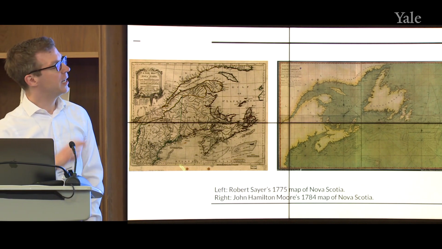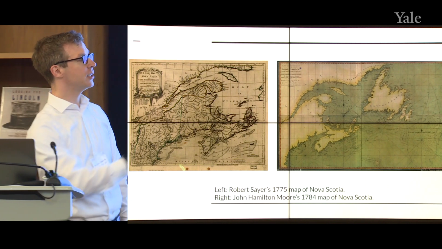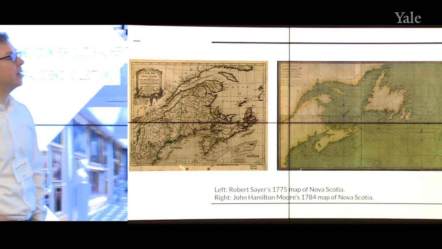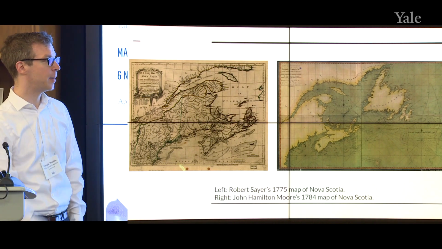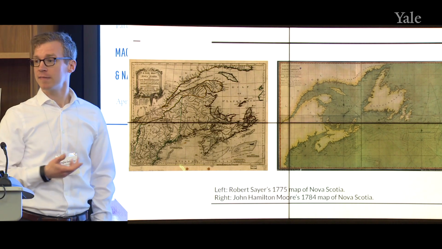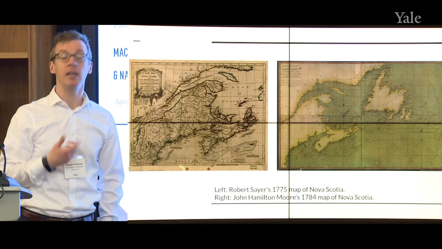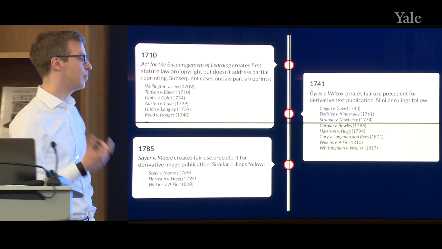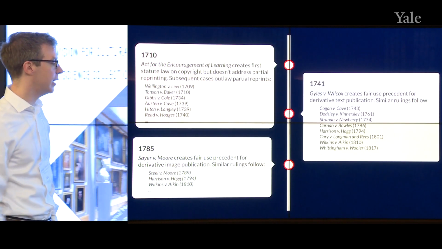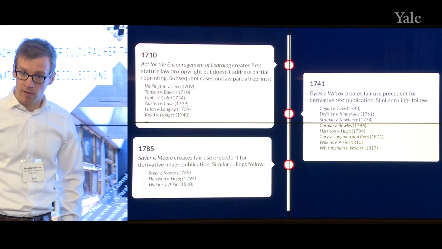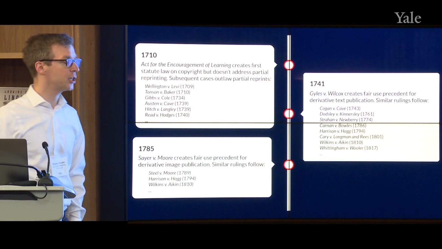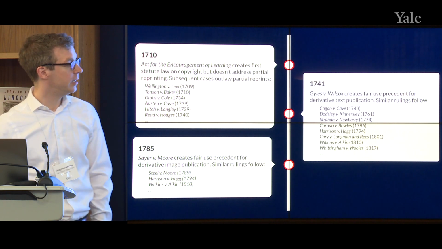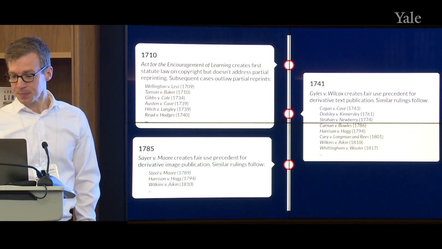But in any event, because this was a sea chart and because Moore's map, the derivative map, made a number of improvements on the plaintiff's map, his map was actually found non-infringing. It was found to be a defensible work. And so this creates precedent for a number of subsequent cases, all of which revolve around derivative image production, where a derivative image is found to be non-infringing.